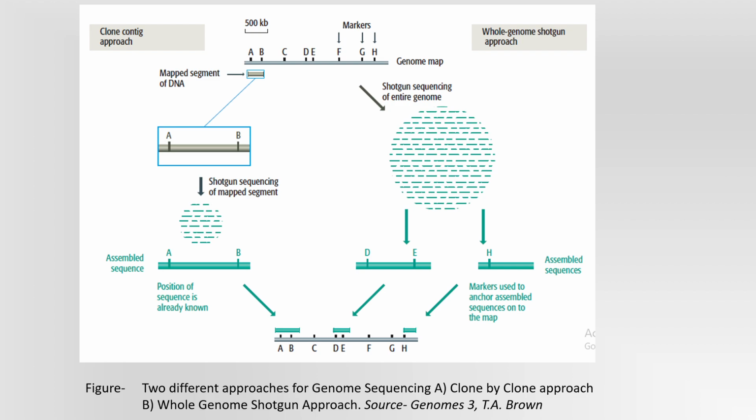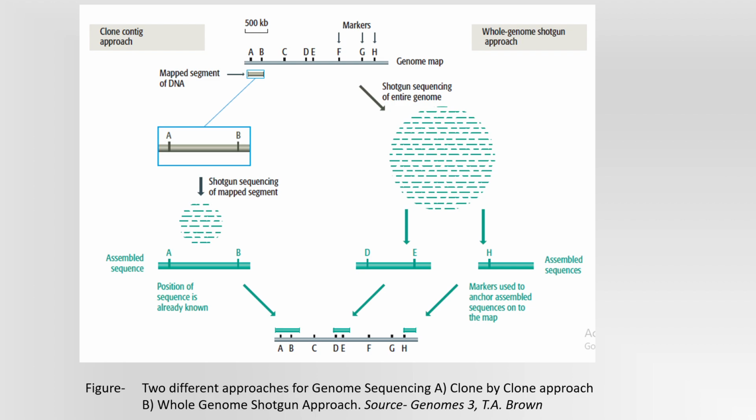There are two different types of approaches for sequencing. One is the clone approach, which takes more time. You get a framework map, you separate fragments from your genome, you make clones, then separately those clones have to be subcloned and then sequenced, then assembled. It takes time. But there is another method called the whole genome shotgun approach.